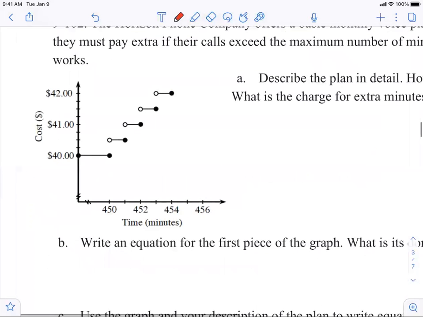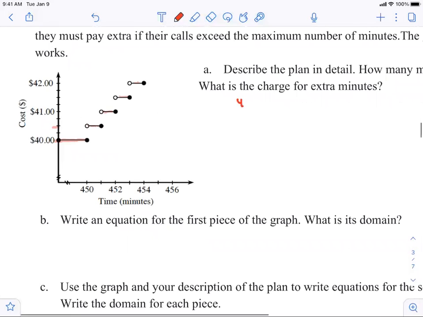So for $40, the first 450 minutes are included. However, if you go from 450 to 451, you go up, I think that's like 50 cents. And you go up 50 cents for every single one. So for instance, $40. So we usually use this y equals and this big bracket for our function. So for $40, what does your x value have to be between? 0 and 450. But the question is, do we include or not include? Because this is a closed dot, you include.